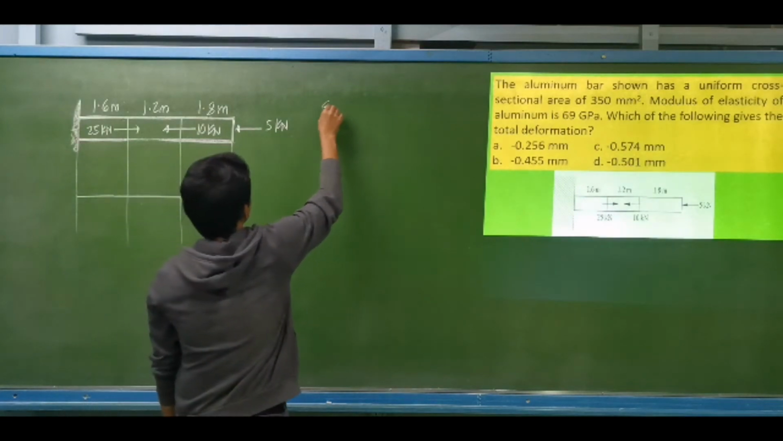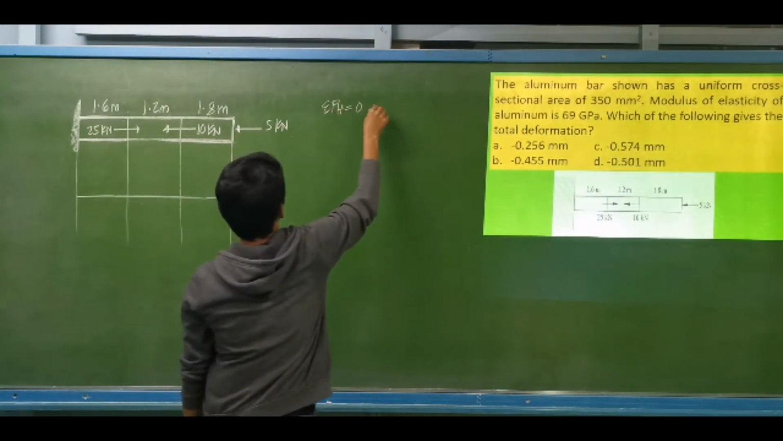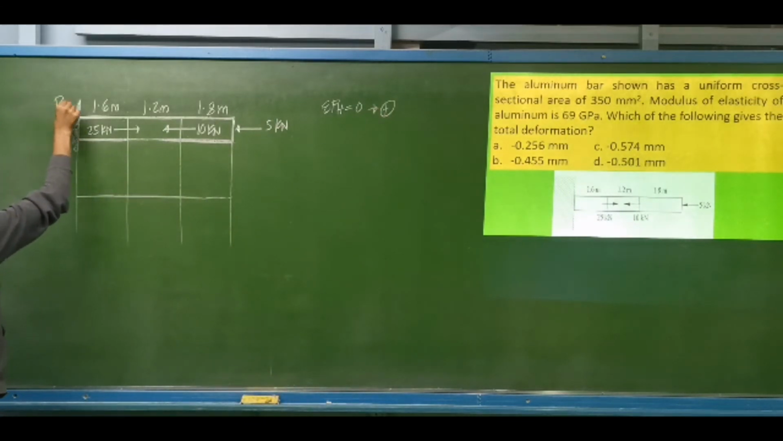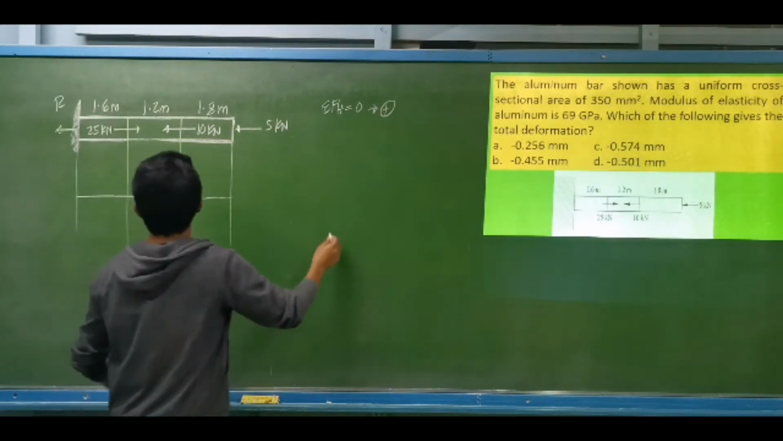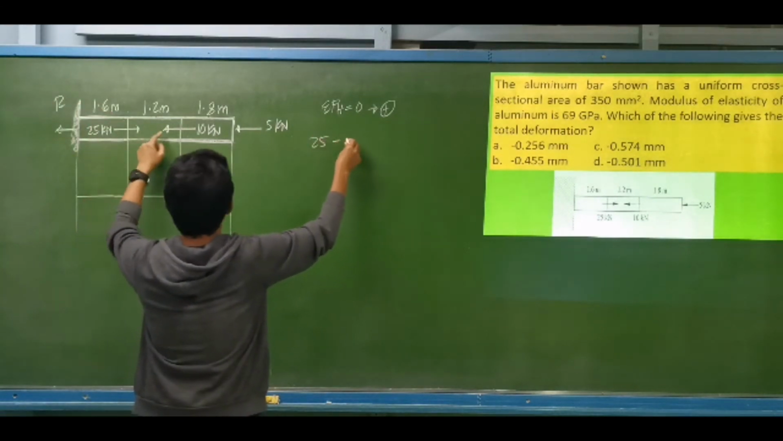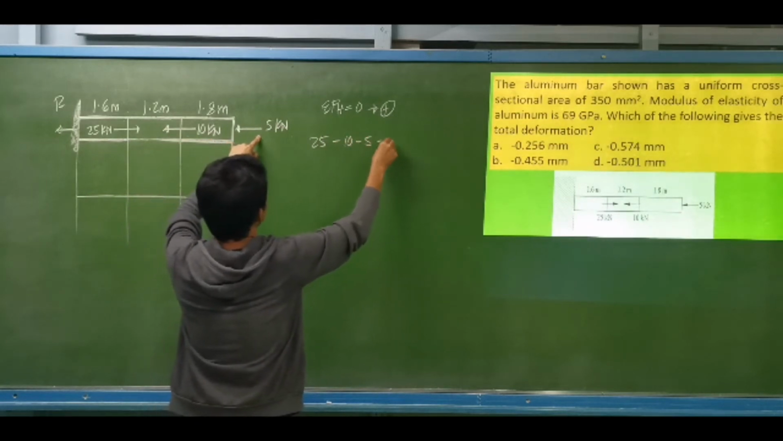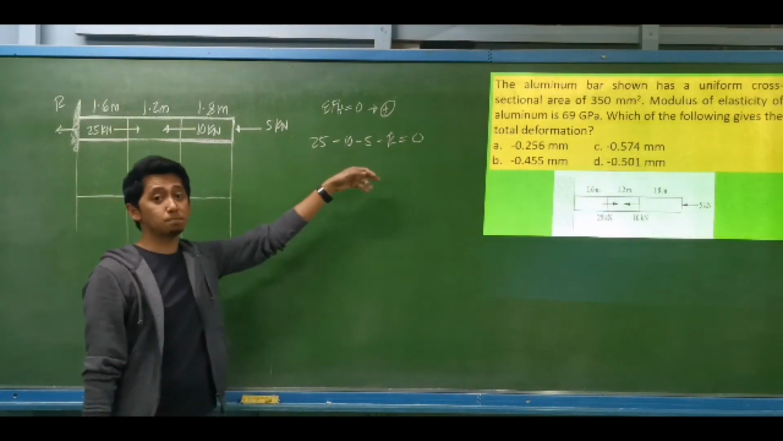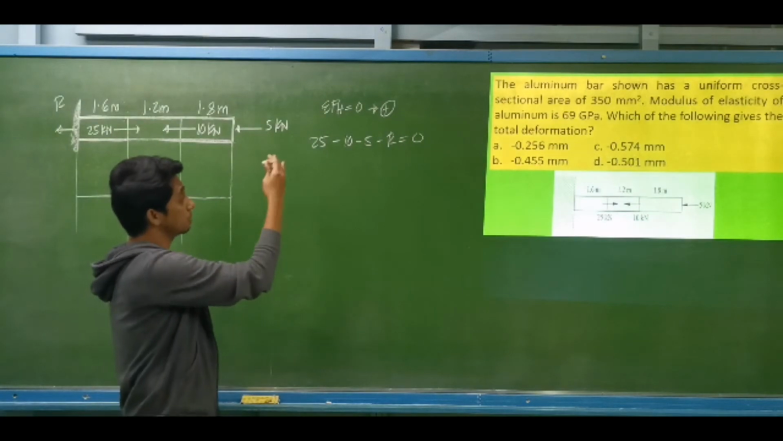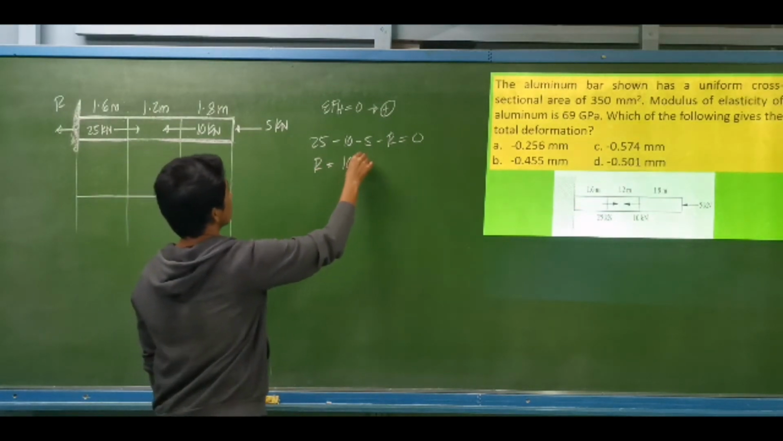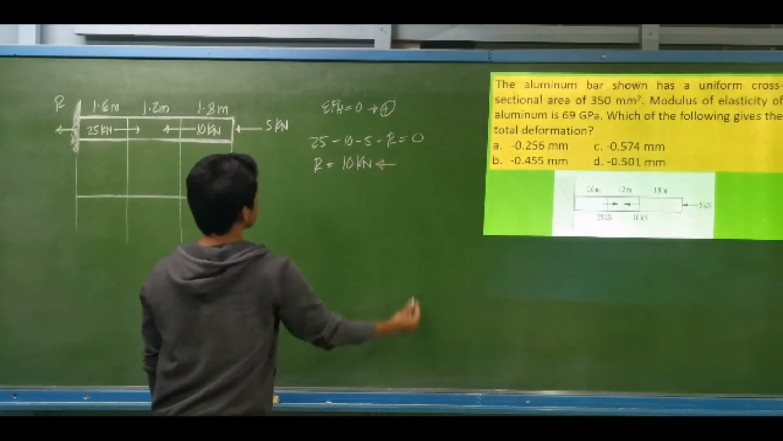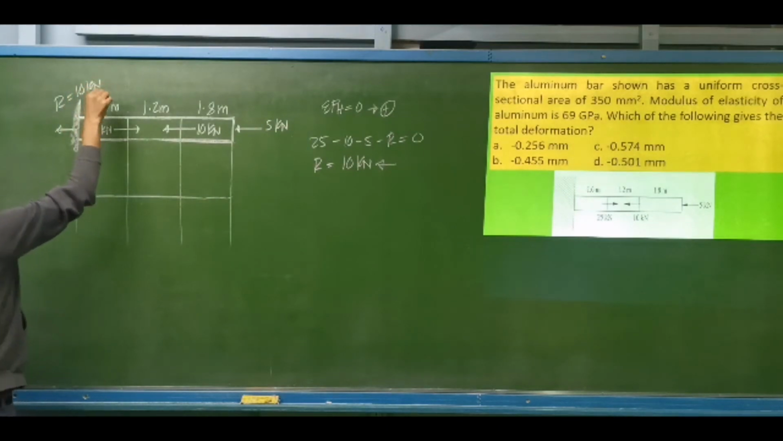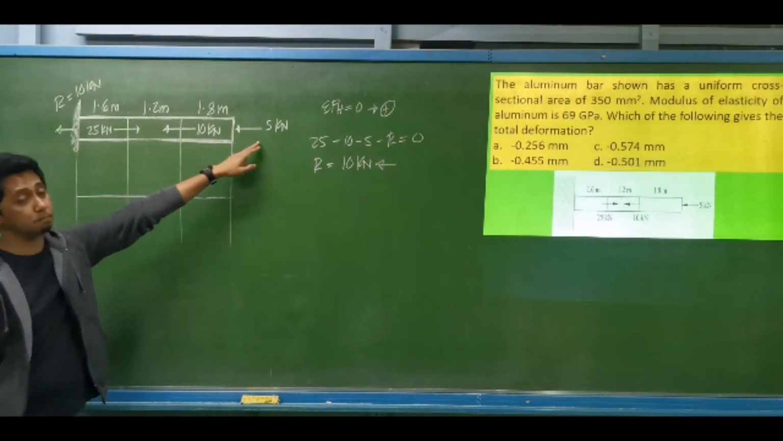By summation of forces, horizontal equal to 0, with forces to the right positive, I'll assume that the reaction is to the left. So we have 25 minus 10 minus 5 minus the reaction equal to 0. So 25 minus 15 is 10. R is positive 10 kilonewtons, and its direction is to the left, equal to 10 kilonewtons. As you can see, this is obvious: 25, 10, 15.